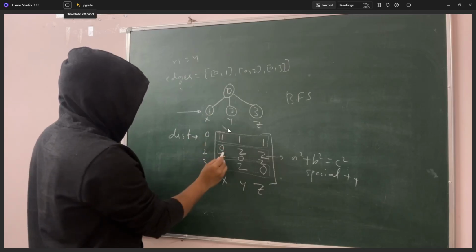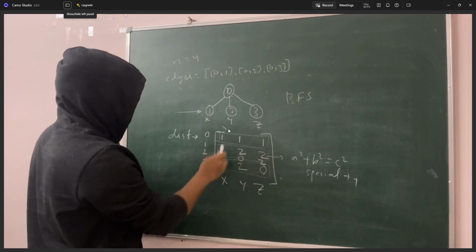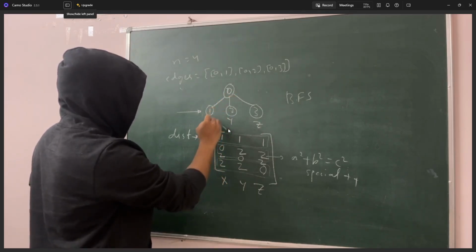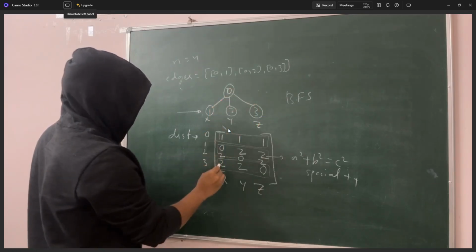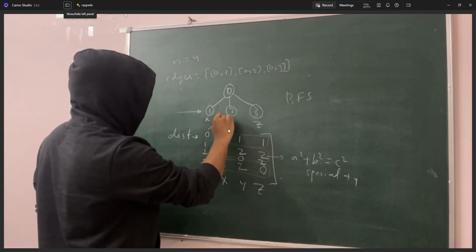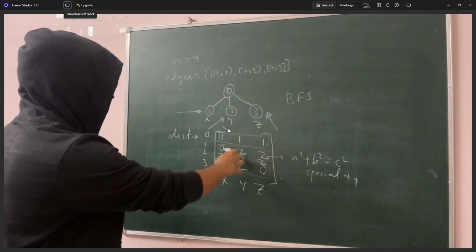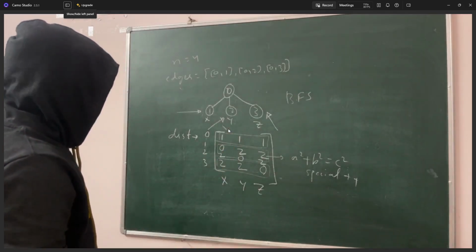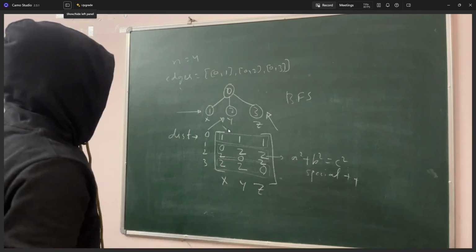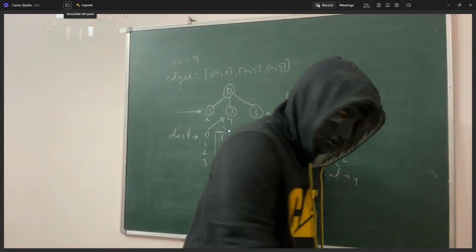From x to 1, distance is 0. From x to 0, distance is 1. From x to 2, distance is 2. From x to 3, distance is 2. So we have got it. Similarly, do BFS considering node y and then node z. If you do this, you will get this vector and you can easily find the number of special triplets. Let's try to code it up.